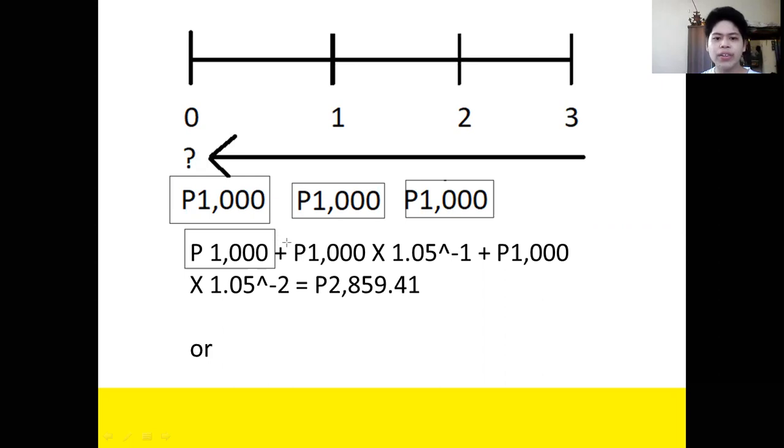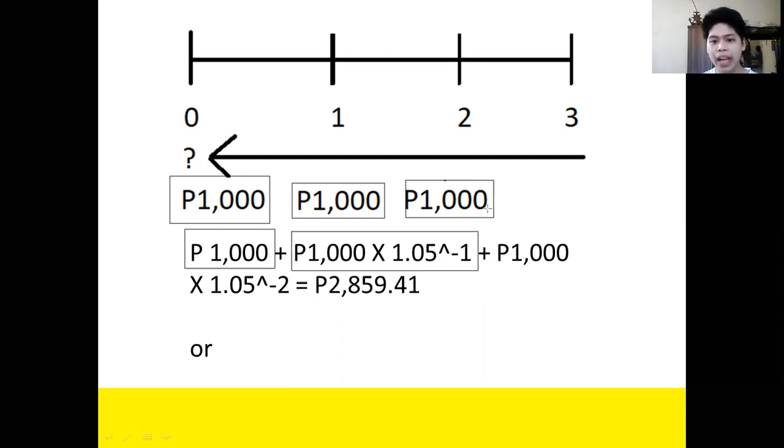So 1.05 raised to 0 is equal to 1. So kaya 1,000. And then, eto, how many periods? The answer is 1 period only. So that's why we will multiply 1,000 pesos times 1.05 raised to -1 kasi isang period.